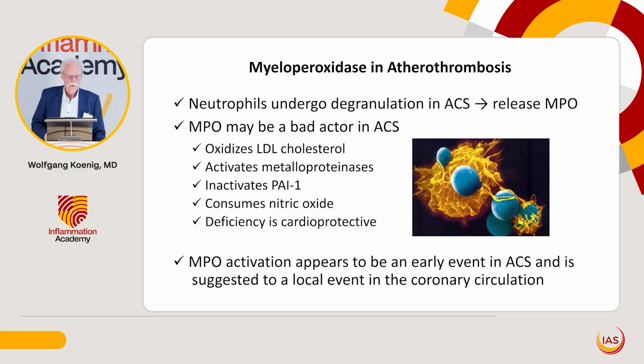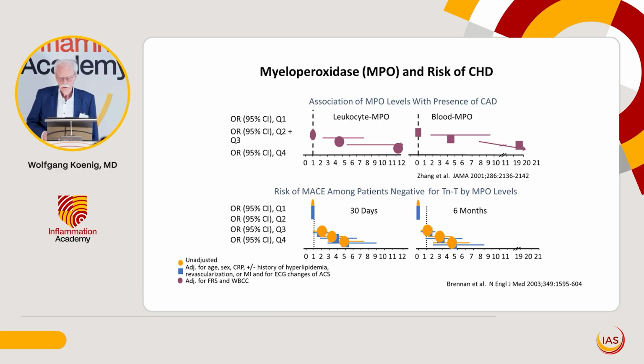We know that neutrophils that undergo degranulation during acute coronary syndromes do release myeloperoxidase, and you can see a number of mechanistic aspects are related to MPO. It oxidizes LDL, activating metalloproteinases, etc. And these are data that have been published, also relatively old data, but to my knowledge, there is no newer data. MPO and risk of CHD on the top panel.